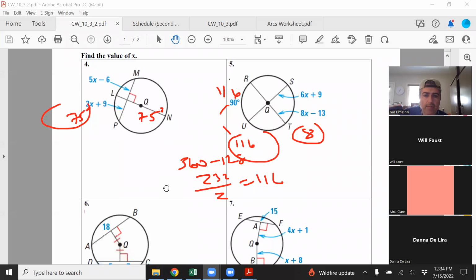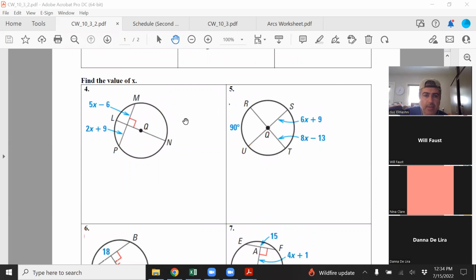For 4 and 5, these will equal each other. So 5x minus 6 equals 2x plus 9. 3x, that should be a 9. 3x equals 15, x is 5.